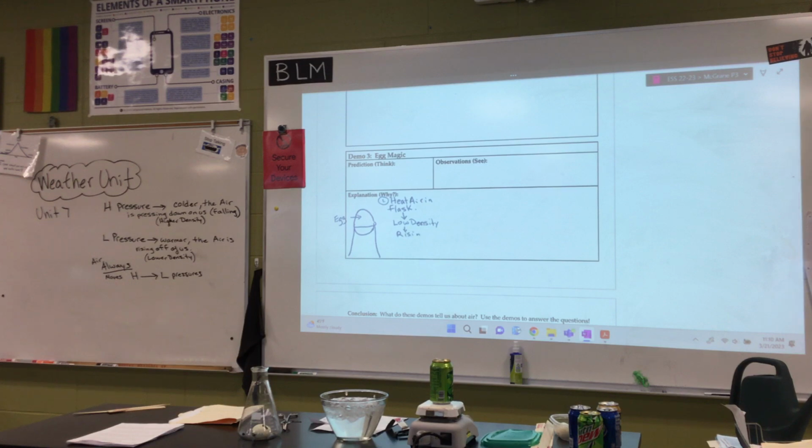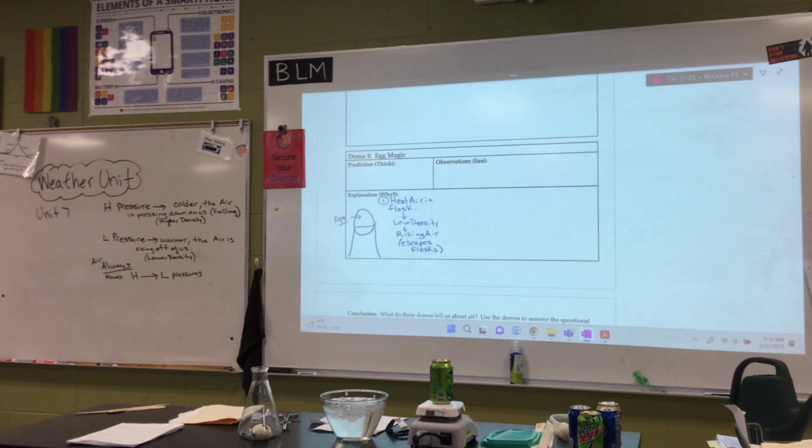Rising air. And so we have rising air, and the air escapes the flask. It smells like fire, because the paper was lit.